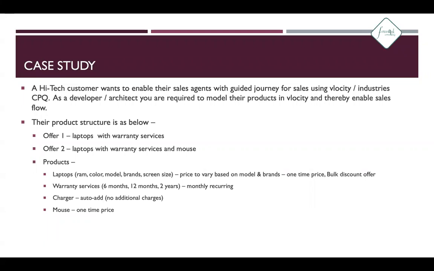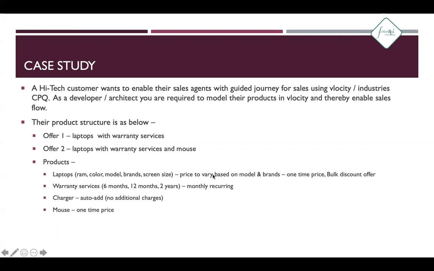Okay. Now the product structure is, I want to give two offers. One is the laptops with warranty services. The other one is laptop with warranty services and mouse. Okay. In this case, you can have different variations. So for a laptop, you can define it with a RAM, color, model, brand, the screen size, and your prices can vary mostly around these areas, like based on the model or the RAM or the screen size. Okay, for example, you can take those.